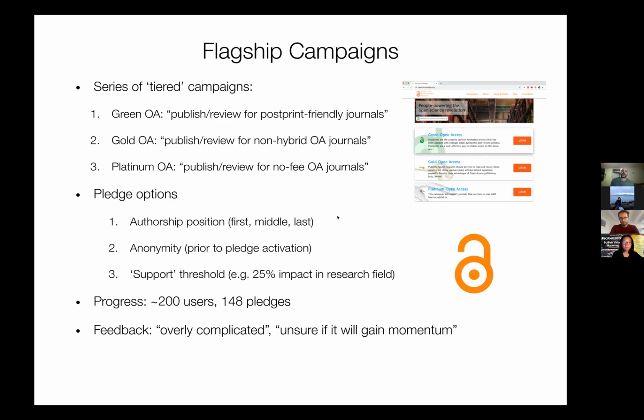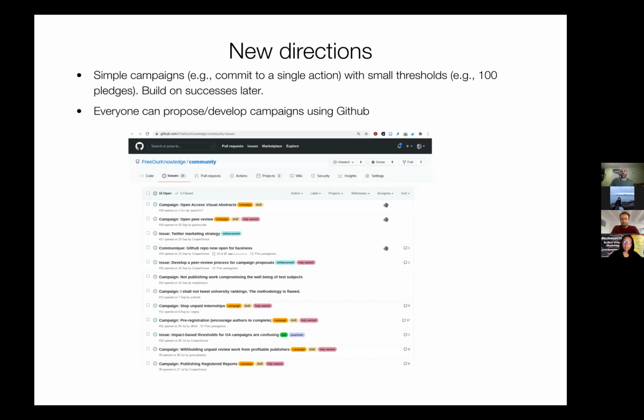Some of the feedback, which clearly isn't enough at this point, particularly for the parameters that we set out to achieve, is that those campaigns were a bit too complicated, and also some people weren't sure that they would gain momentum. And so that feedback has fed into what we're doing now with the new series of campaigns.